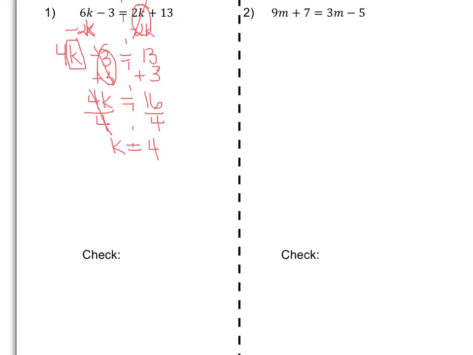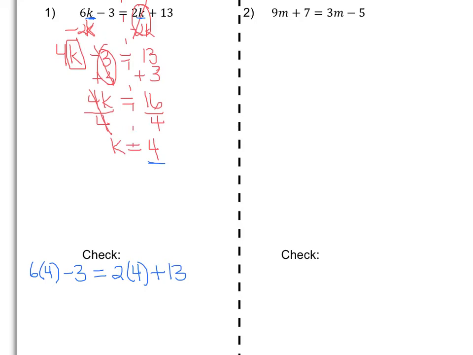So to check our equation, everywhere that we see a k, instead we are going to plug in the 4. So we've got 6 times k, which is 4, minus 3 equals 2 times k, which is 4, plus 13. And we want to solve both sides to see if they're equal.